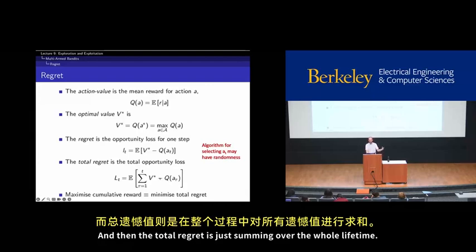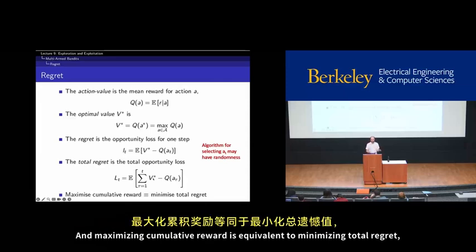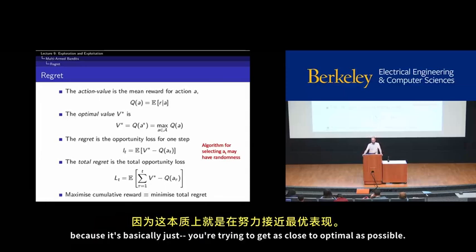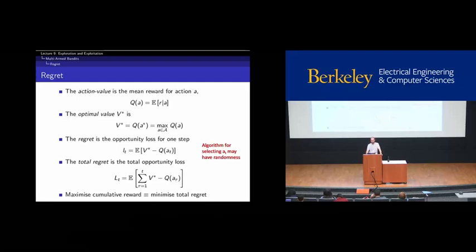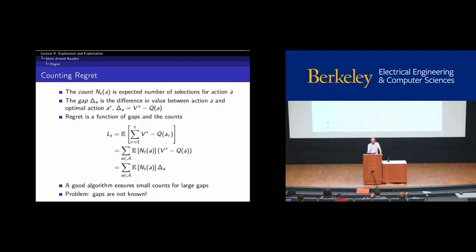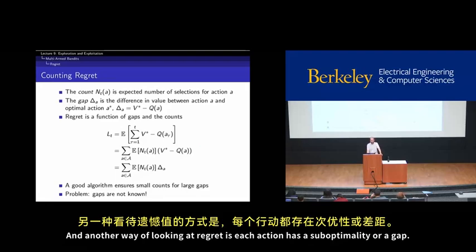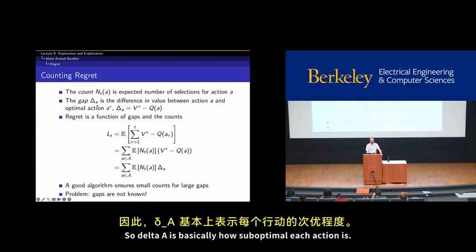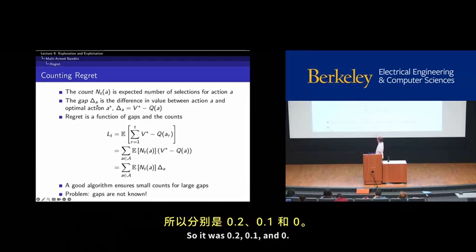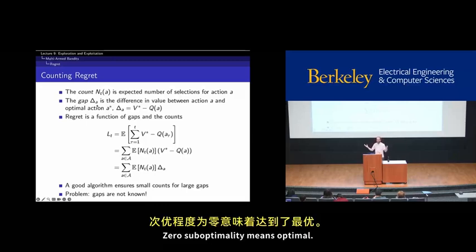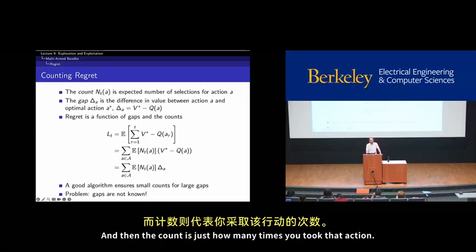And then the total regret is just summing over the whole lifetime. Maximizing cumulative reward is equivalent to minimizing total regret, because you're trying to get as close to optimal as possible. Another way of looking at regret is that each action has a suboptimality or a gap. Delta A is how suboptimal each action is. So it was 0.2, 0.1, and 0. 0 suboptimality means optimal.